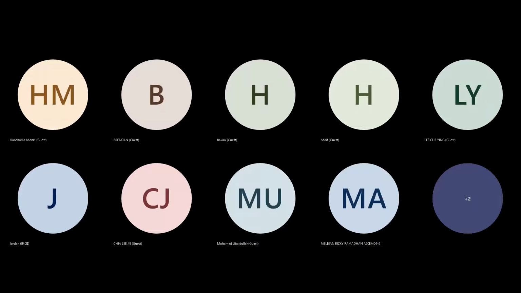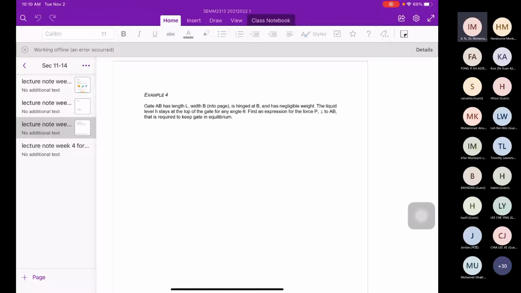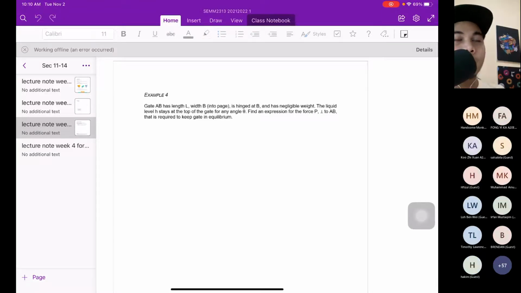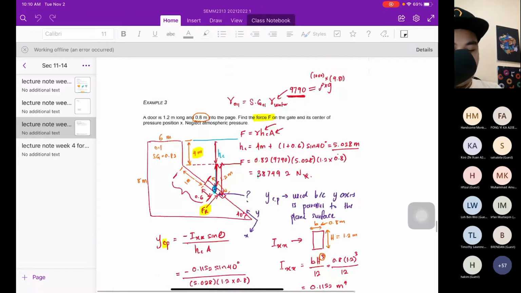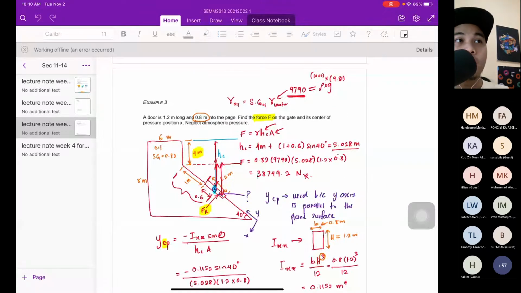Very good morning, class. Today we're going to cover example 4. Before we start, I want to highlight what we have learned during the last class. Basically, we learned how to calculate the magnitude of the resultant force as well as the position of the resultant force. We call it the HP.